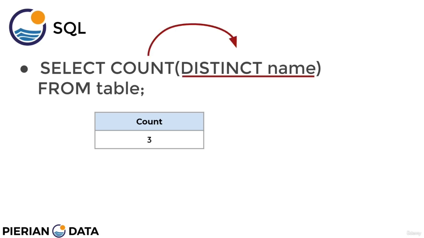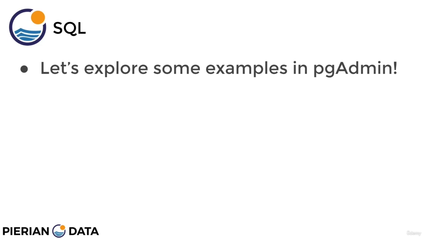And again, notice the parentheses structure here. It's informing us that we are calling count on the result of distinct name. If you want, you can also provide parentheses for name on distinct, although that's not necessary as we previously discussed. However, some people find this result more readable. Let's go ahead and explore some examples in pgAdmin.